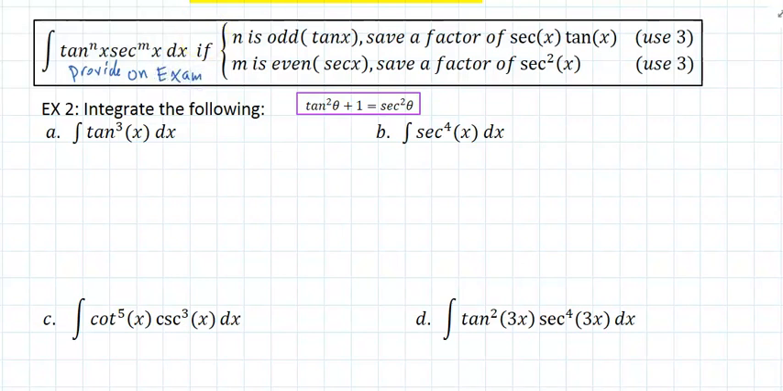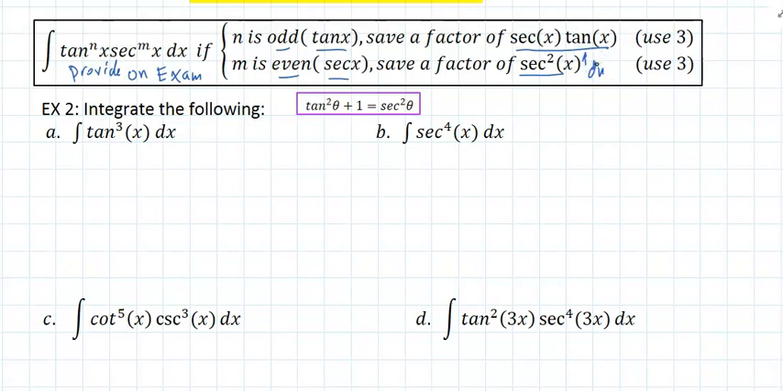You do need to remember the sine and cosine, but secant and tangent, cosecant and cotangent work the same way. You're looking for the tangent being odd and the secant being even. If either of those cases or both are satisfied, then follow the rules. If you have a tangent, save a secant tangent, and if you have secant, save a secant squared. That's your du again. Keep that in mind.